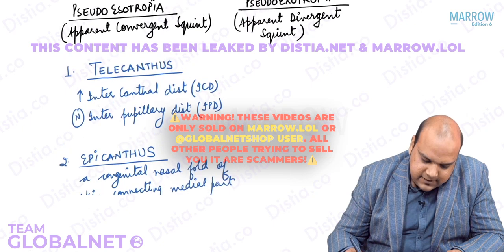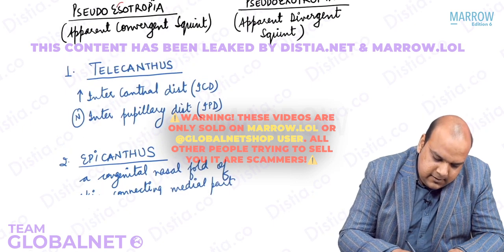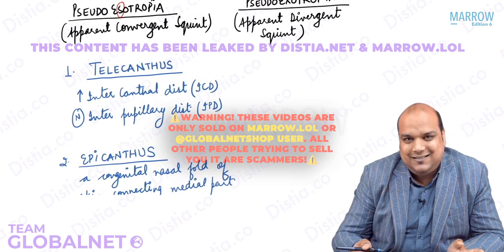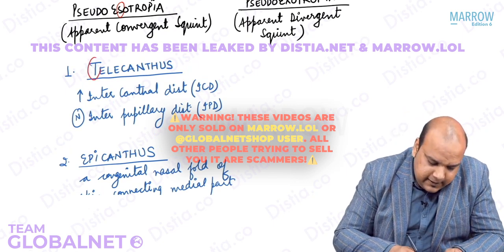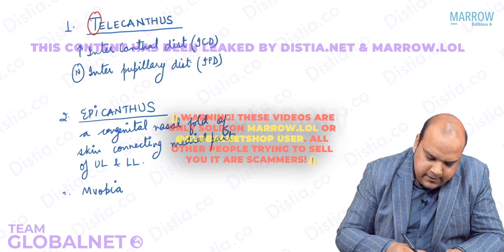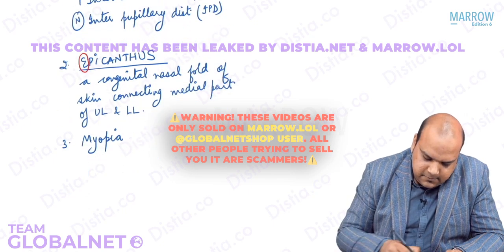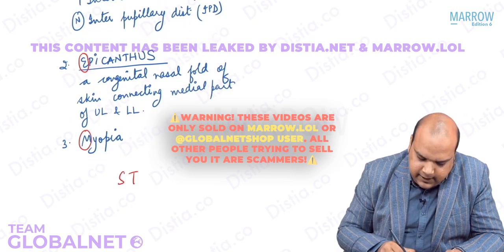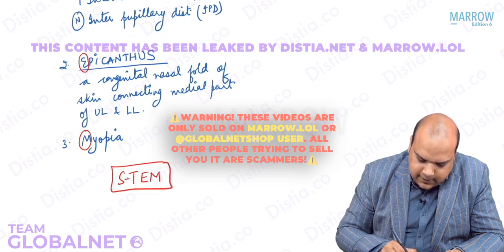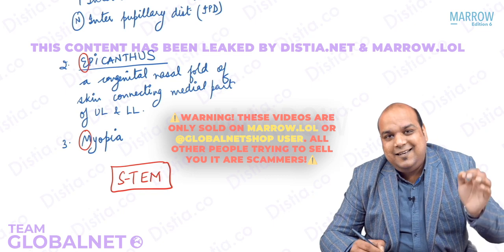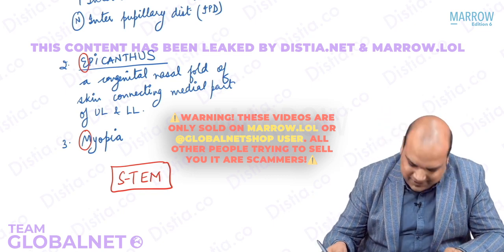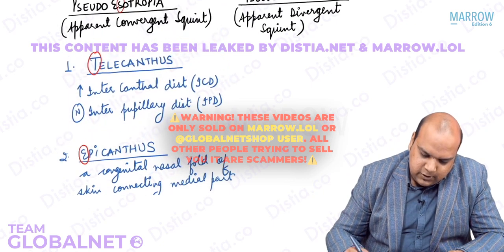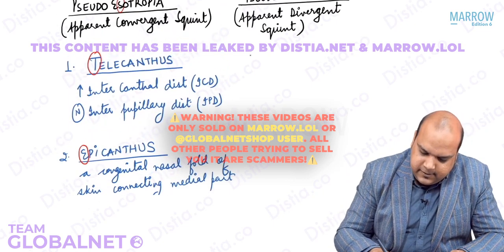Now, to remember them, we have a simple mnemonic, guys. From ESO, I pick up S. That's the only letter which is different between ESO and EXO, yes? Telecanthus T, epicanthus E, myopia M, and the mnemonic becomes STEM. This is how I remember it. Okay, everybody? Esotropia S, telecanthus, epicanthus, myopia. You will never forget these causes.